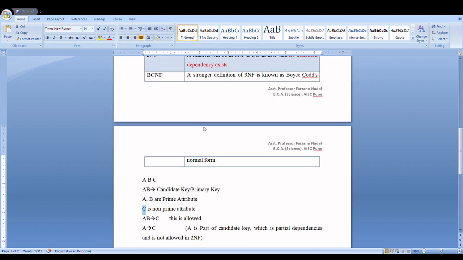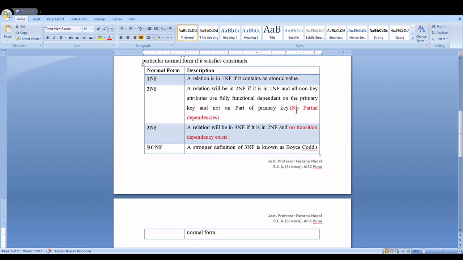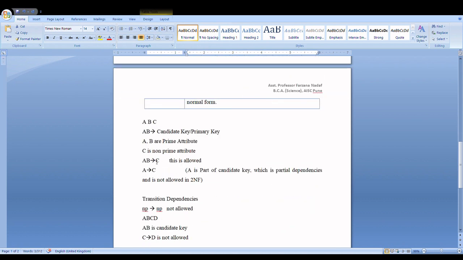Okay, now what is written in the rule? There should not be any partial dependency. Here it is written all non-key attributes are fully functionally dependent on primary key and not on part of primary key. So my non-prime attribute is C. It should be dependent on the full primary key and not on part of the primary key. So if I write AB implies C, it means C is functionally dependent on AB. AB is my primary key.